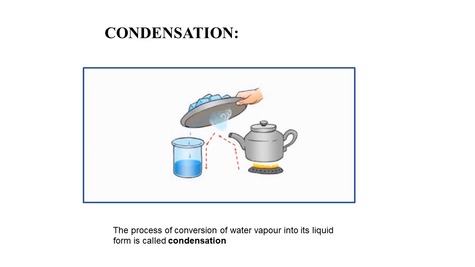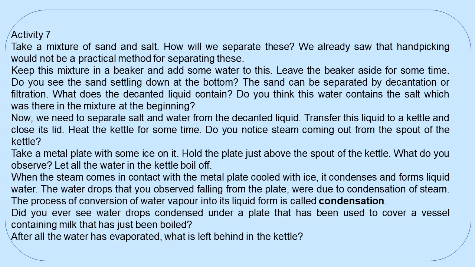So this process is called condensation. What is condensation? Condensation is defined as a simple process of converting a gas to its liquid form by decreasing its temperature or the pressure exerted on it. That is what we did when we allowed the steam to come in contact with the cold metal plate. Here, the main process of conversion of water vapor, or the gas, into its liquid form is known as condensation.